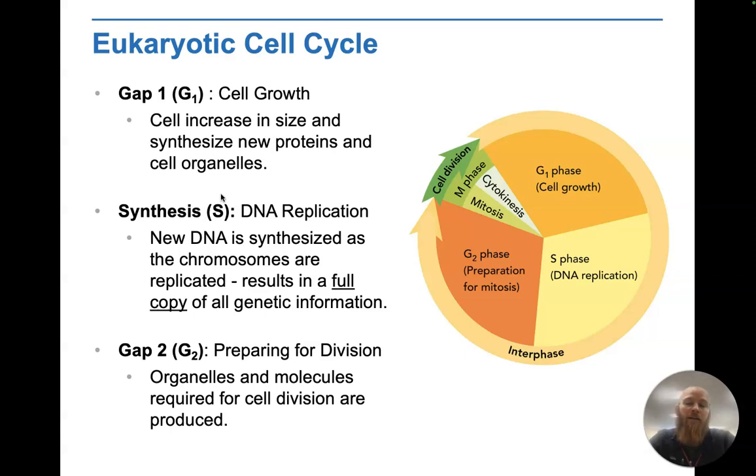And then finally, the gap 2 phase, G2, this is where we're actually preparing for cell division. So any final organelles or molecules that might be required for cell division to happen, we're going to go ahead and make sure that we produce those as well. Might have a little bit more growth of the cell, but again, most of that happened during G1.